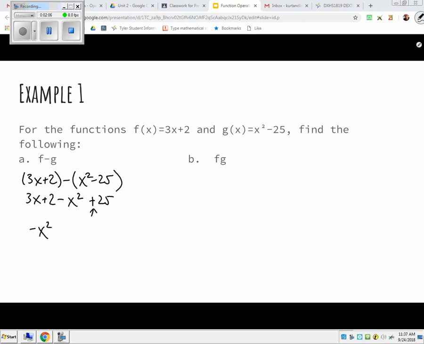I'm going to try to put my answer in descending order. And the only like terms I have to combine are 2 and 25. That gives me 27, which is my answer.